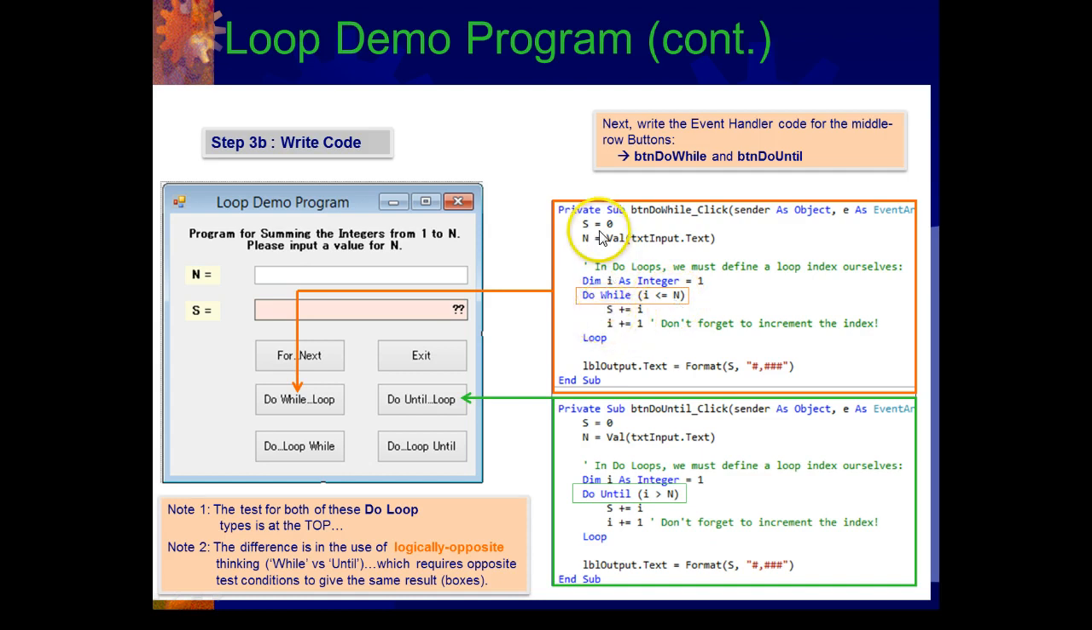S was originally equal to 0. Now S becomes equal to what? 1, right? And then what do we do next? We increment I by how much? By 1. And then loop means go back up.